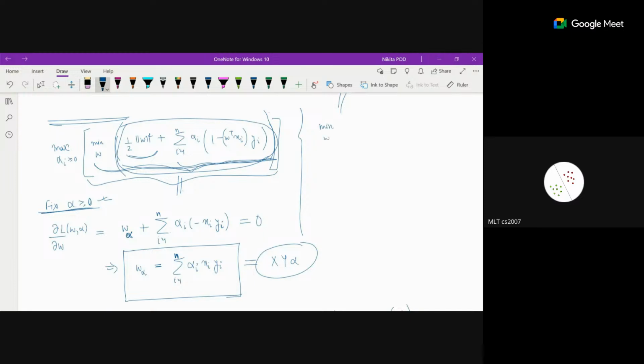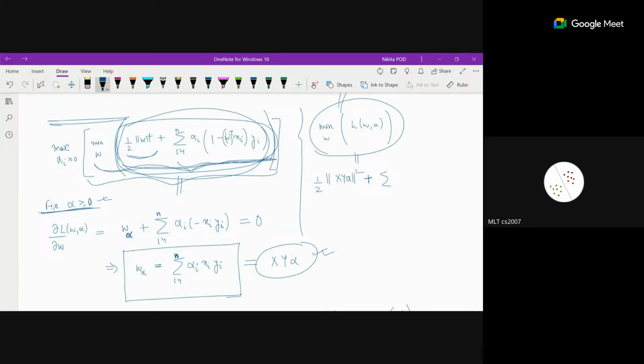Now this problem is to find min over W of L of W comma alpha, right? So the W that you got is this. To find the value of this whole thing, we'll have to substitute the value of W in this L(W, alpha), right? So what do we get after this? We'll get 1 upon 2 norm of W square, which is going to be norm of xy alpha. You just replace W with xy alpha.